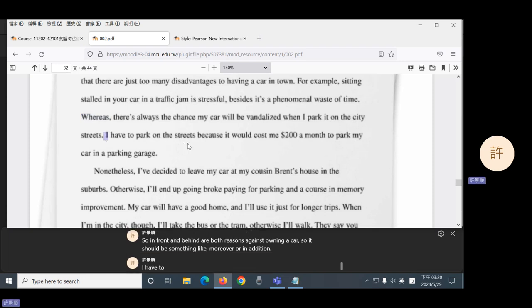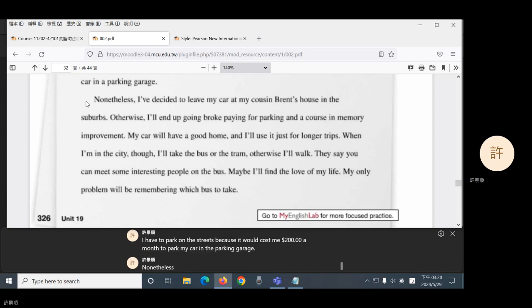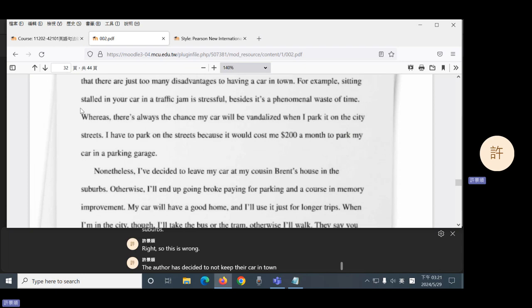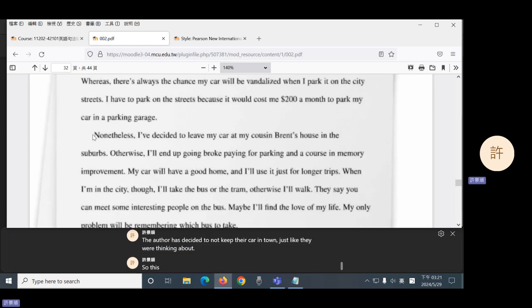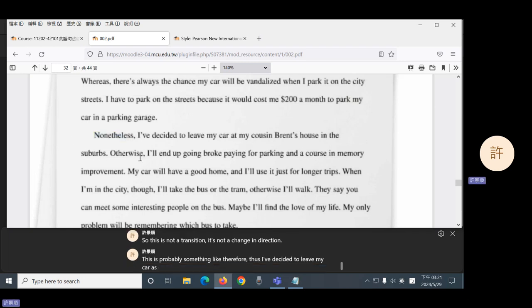I have to park on the streets because it would cost me $200 a month to park my car in a parking garage. Nonetheless, that's probably wrong. Let's read. I've decided to leave my car at my cousin Brent's house in the suburbs. Right, so this is wrong. The author has decided to not keep their car in town, just like they were thinking about. So this is not a transition. It's not a change in direction. This is probably something like therefore. Thus, I've decided to leave my car at my cousin Brent's house in the suburbs, not in town.